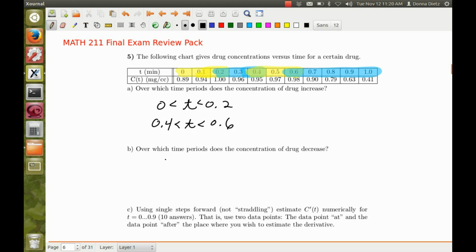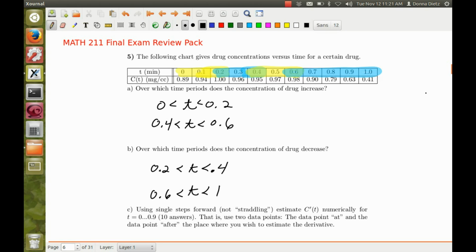And then when it decreases is 0.2 to 0.4, and then from 0.6 to 1. Okay, so the yellows are the increases and the blues are the decreases, but they overlap. So that's the important point.